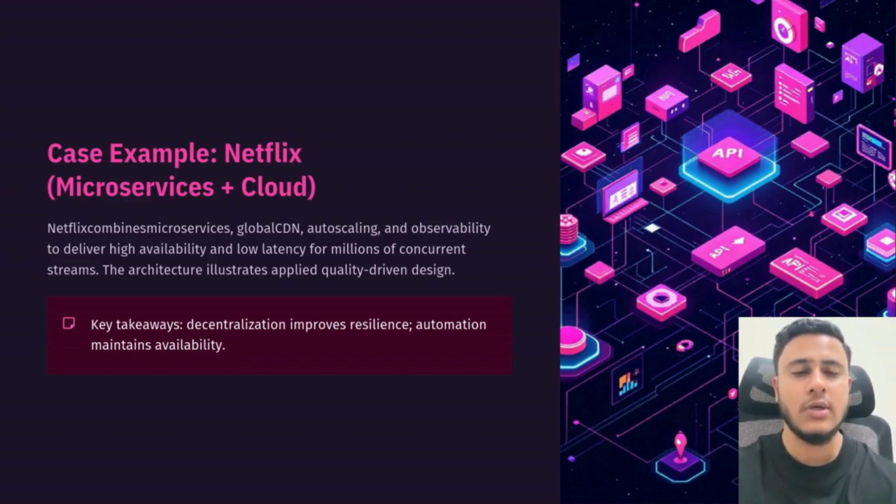Netflix also uses a global CDN and auto-scaling. This means when millions of users watch videos at the same time, the system will automatically increase resources to maintain smooth streaming at low delay. The main takeaway here is that decentralization improves system resilience, and automation helps maintain continuous availability for users worldwide.